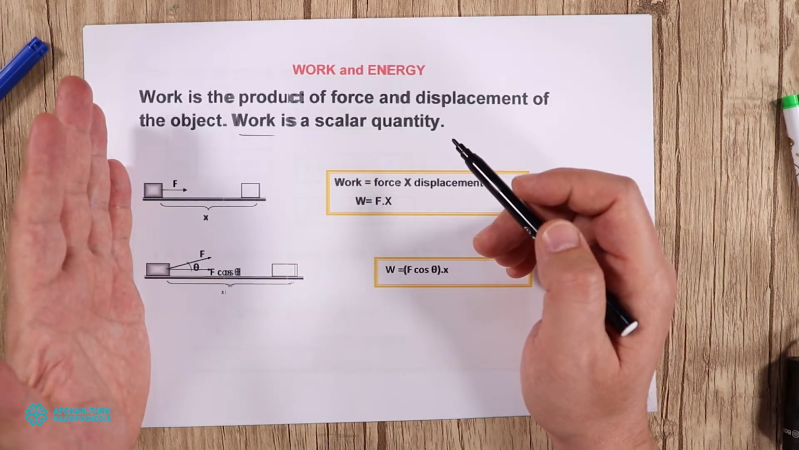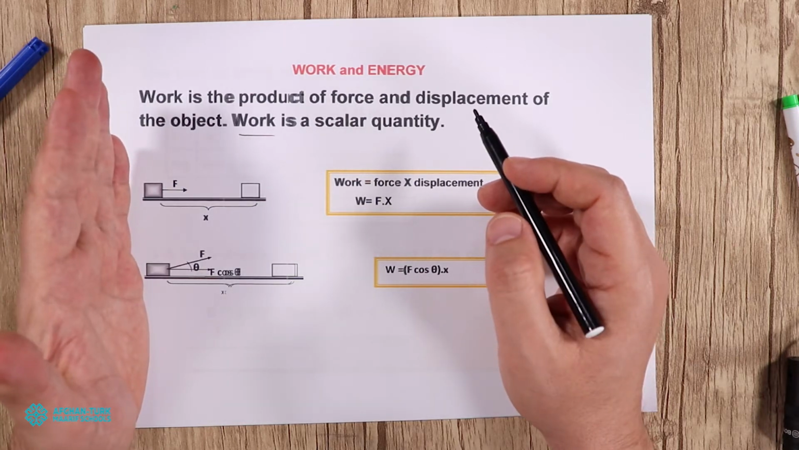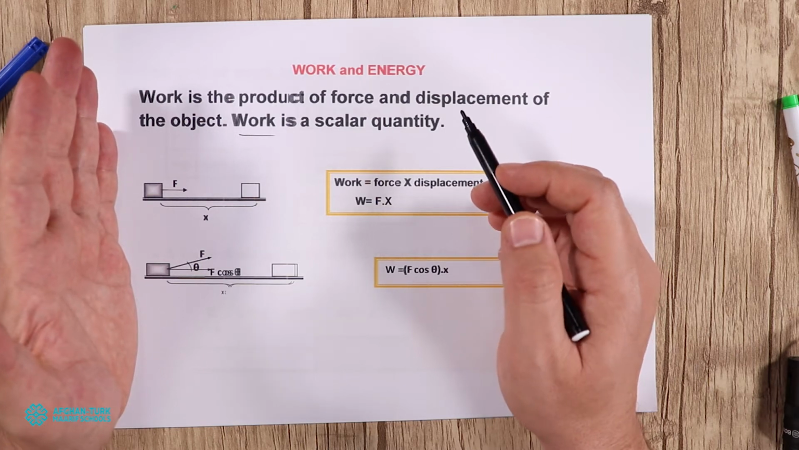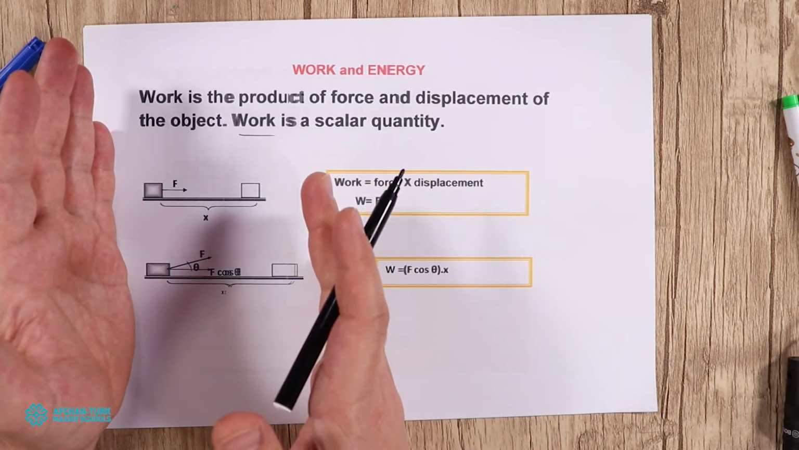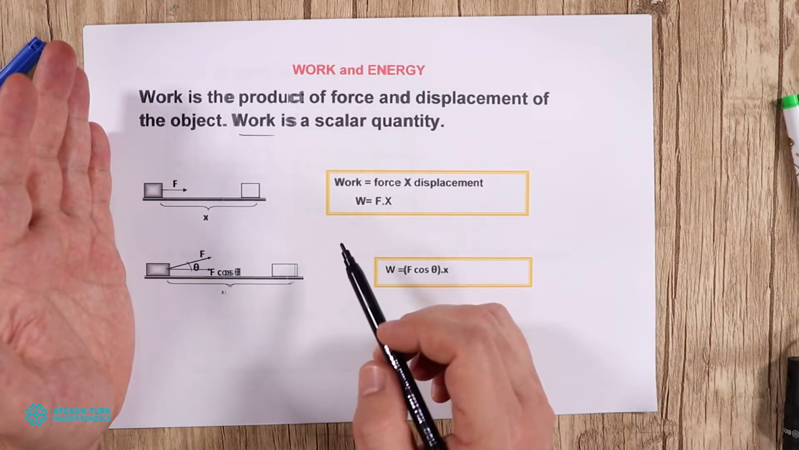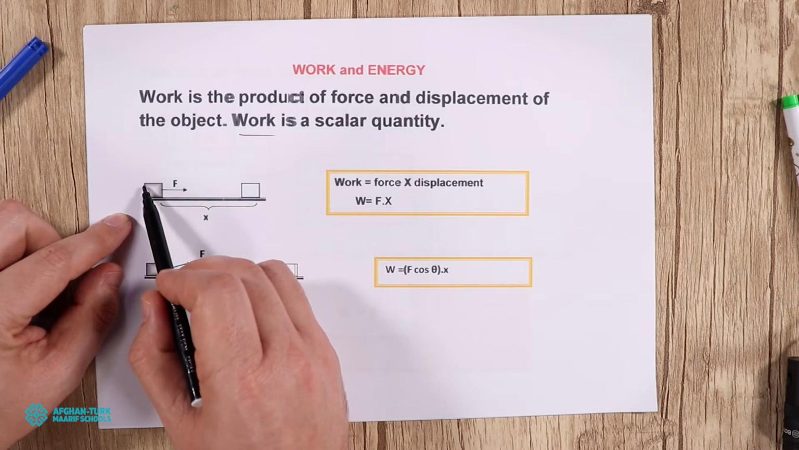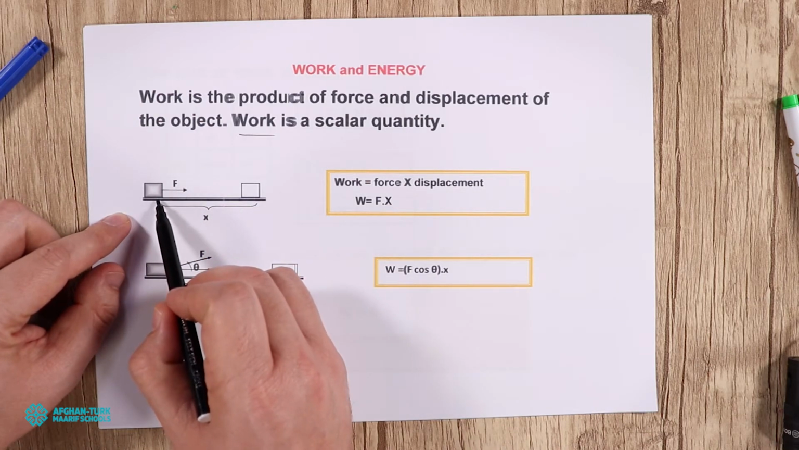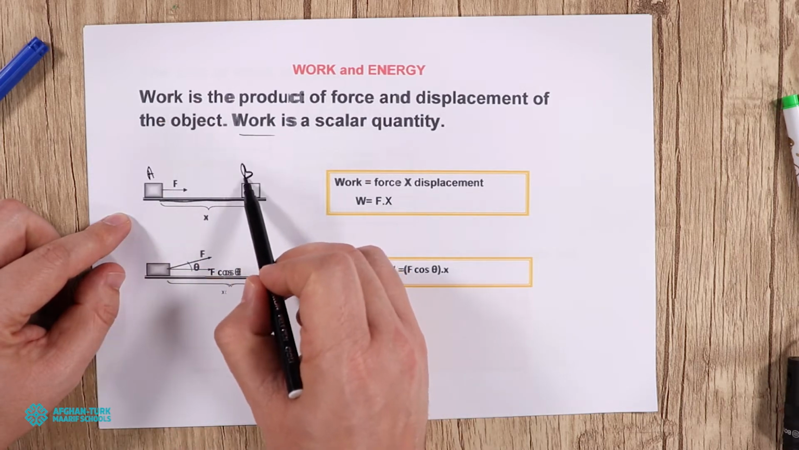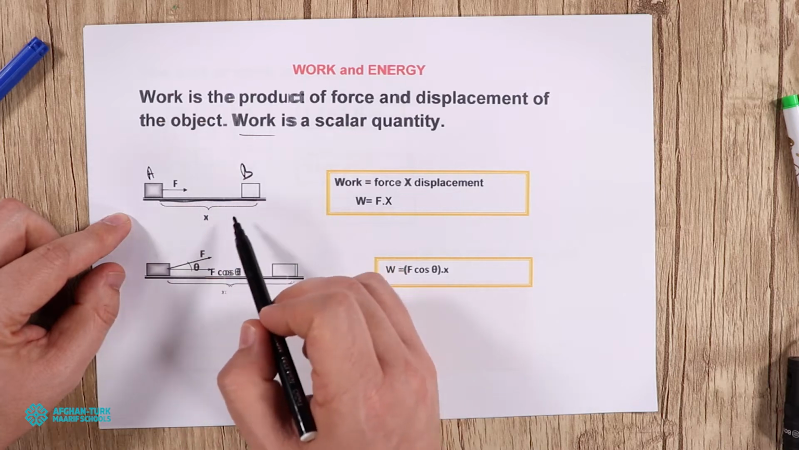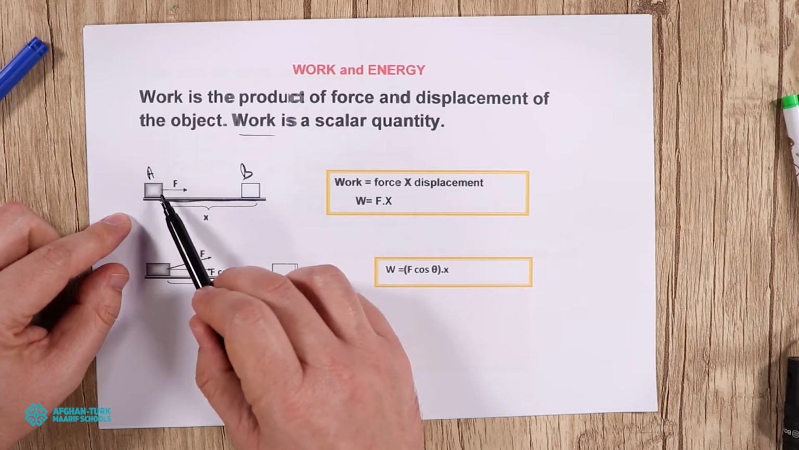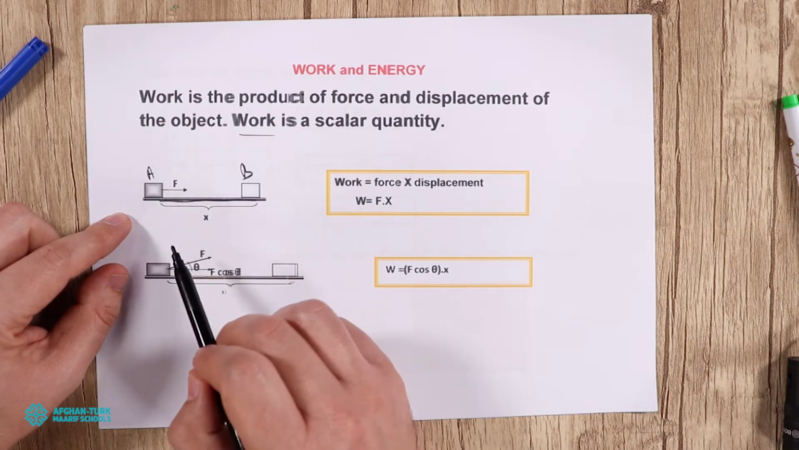Like how? In physics, work is done when we apply force on an object and the object moves from one point to another point, covering some displacement. Let's suppose we apply some force on this object and it is displaced from point A to point B. When the object covers some displacement, we can say we have done some work on this object.